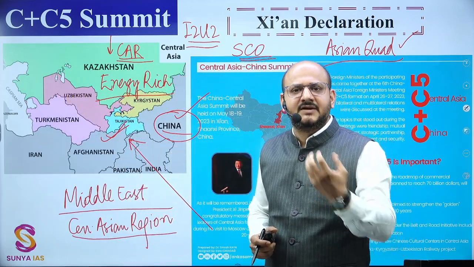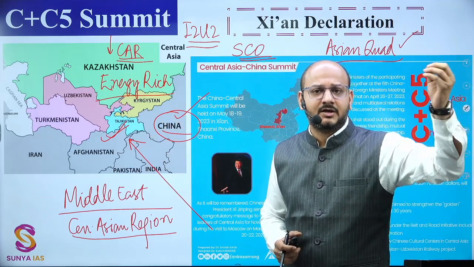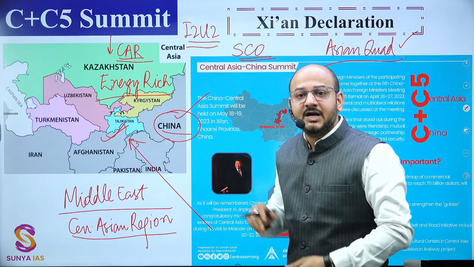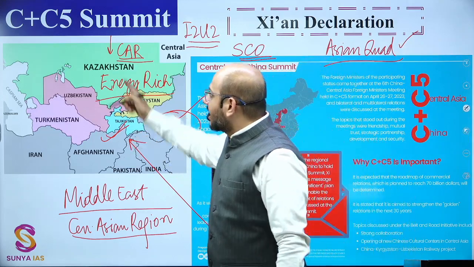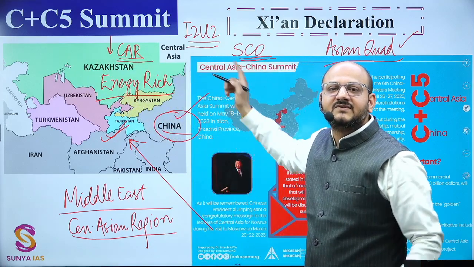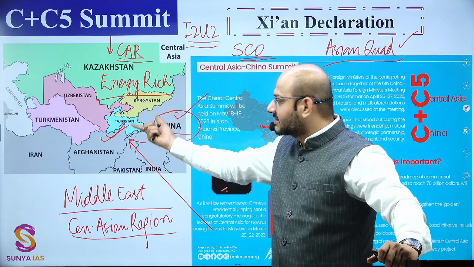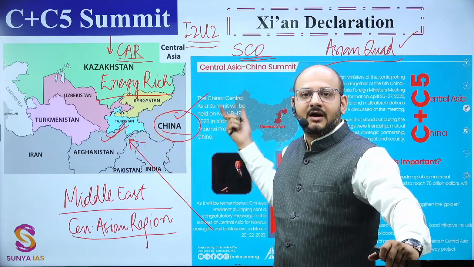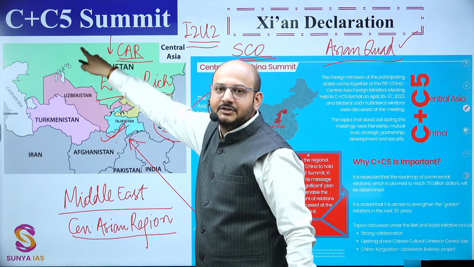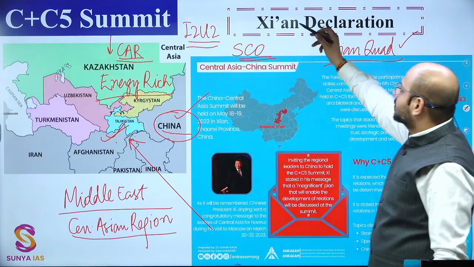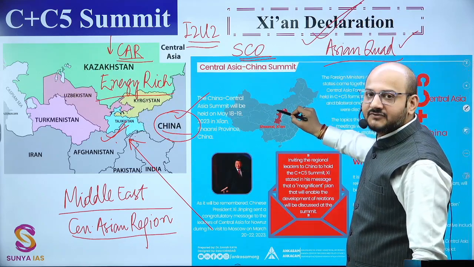What are the emerging technologies, emerging technologies into space, into international relations, what are the emerging relations? So they will ask you a question: the C plus C5 summit, often seen in the news, is with respect to the Central Asian region and China. So 5 countries from the Central Asian region plus China. It gave the Xi'an Declaration. Okay. It happened in a province of China, the Xi'an Declaration.